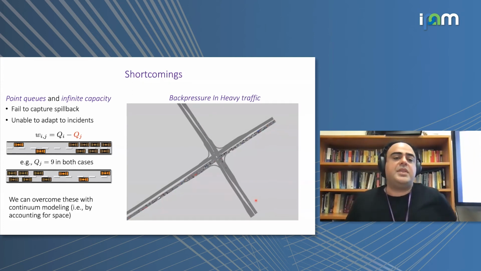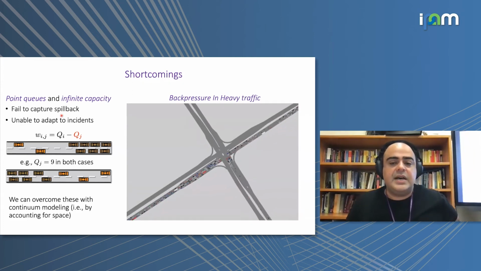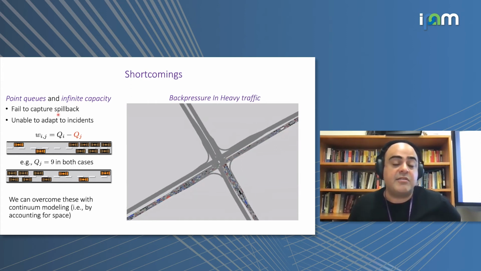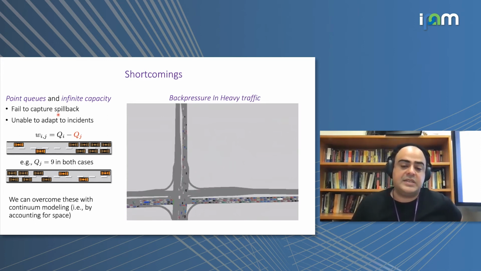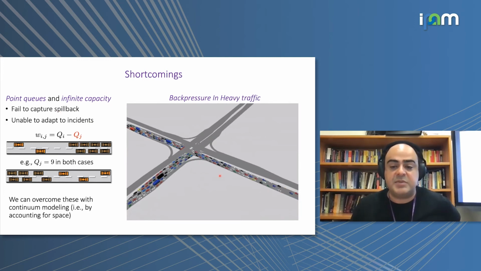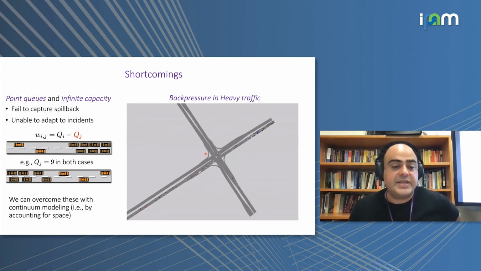It does come with some shortcomings. One specific shortcoming is that we're using point queues to represent it, so it doesn't care how vehicles are distributed spatially. And in order to analyze stability, we need to allow for the capacities to be infinite. And so as a result of that, you can't capture spillback. And spillback is a very important feature for signalized intersections. So that's one of the drawbacks, is that it doesn't do very well when you have spillback. And I'm illustrating that in this simulation here.